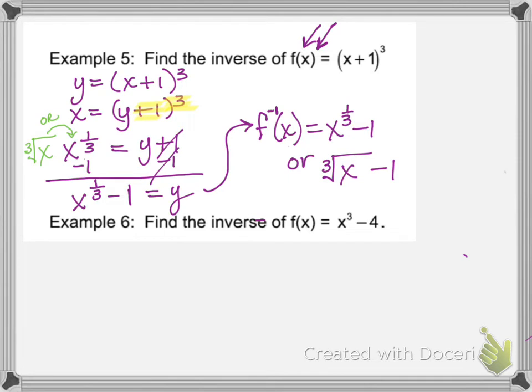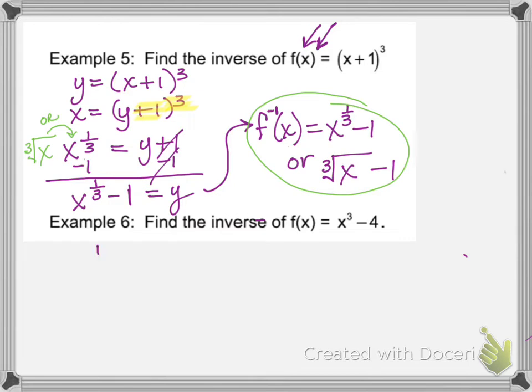Okay, so whether you write it as x to the 1/3 minus 1 or cube root of x minus 1, both of those answers are correct, okay? So know that these two forms are acceptable. All right, here we go. Example number 6. We're almost done, folks.